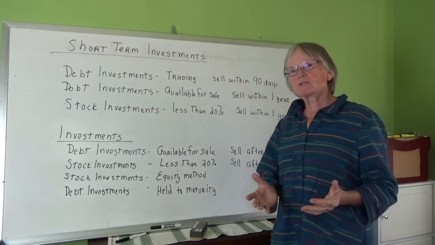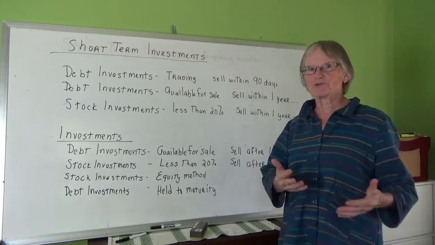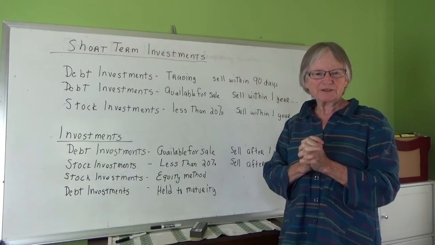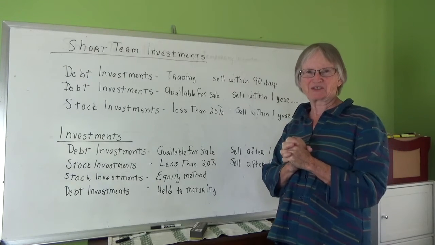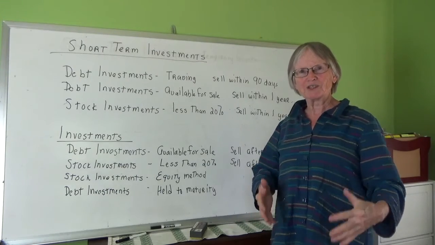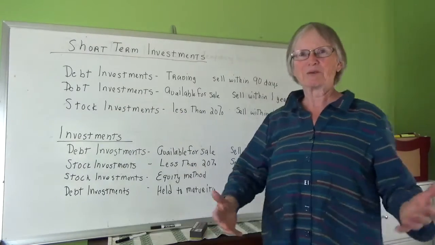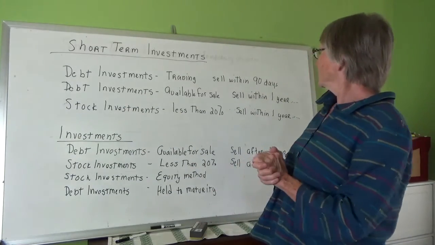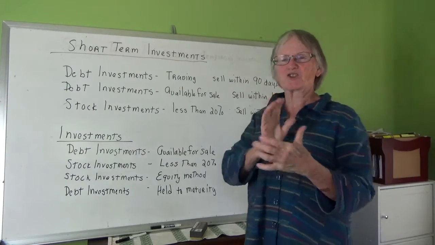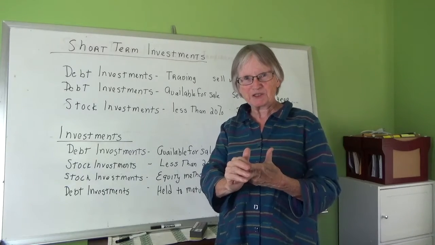Now debt investments, a little easier, they have no vote, so there's no control issues to worry about. However, there are 3 categories where debt investments can end up, and I'm just going to go through those 3 just so you have the perspective on where they end up. Okay, so debt investments can be classified as trading, available for sale, or held to maturity.